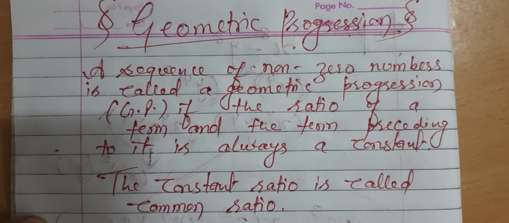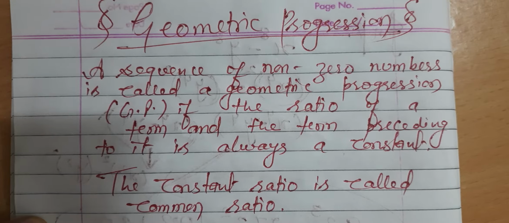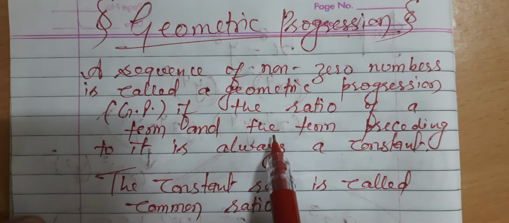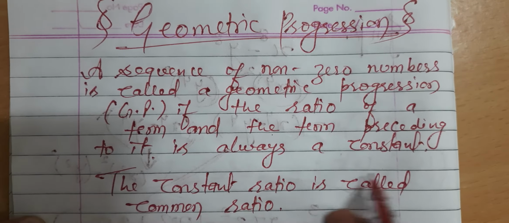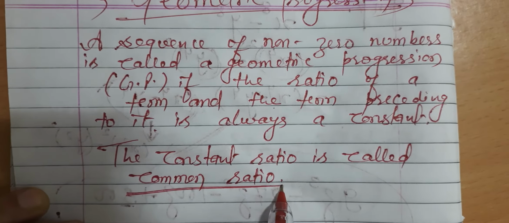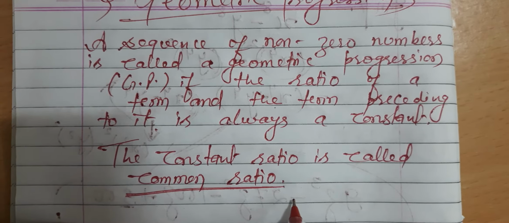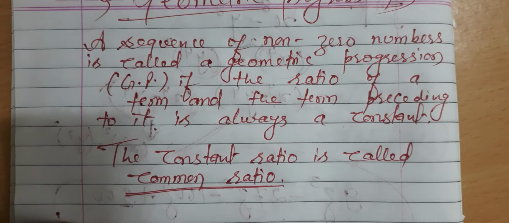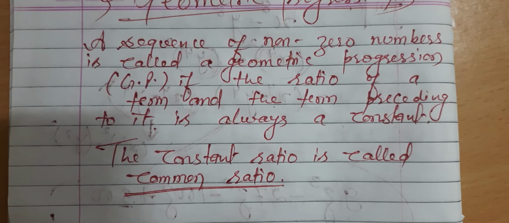Let us first see the definition of GP. A sequence of non-zero numbers is called a geometric progression if the ratio of a term and the term preceding it is always a constant, and the constant ratio is called common ratio. In AP, the difference is constant and the constant difference is called common difference. Here in GP, the ratio is constant and the constant ratio is called common ratio.